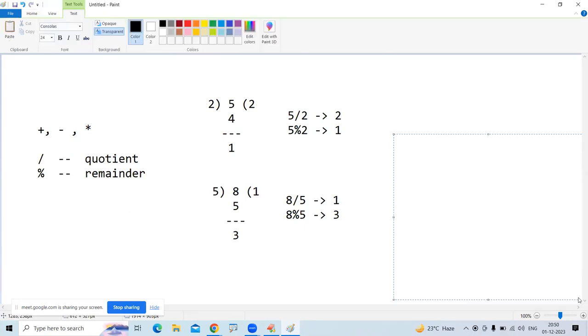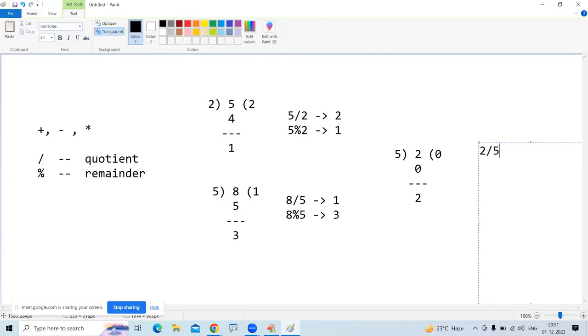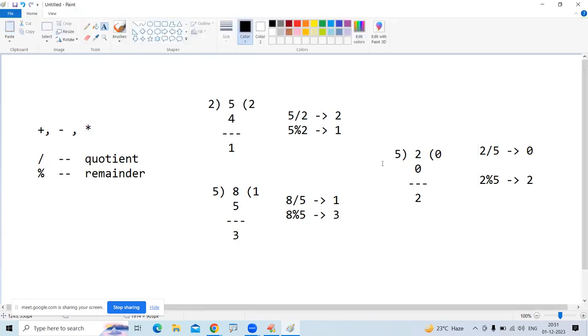Okay. Now, here it is. Whenever 2 is divided with a 5, can we? No, 0 times. So that remainder is 2. Whenever you are dividing 2 with a 5, we can't divide. 2 mod 5, yes. Output is 2. So the simple examples first, very basic.